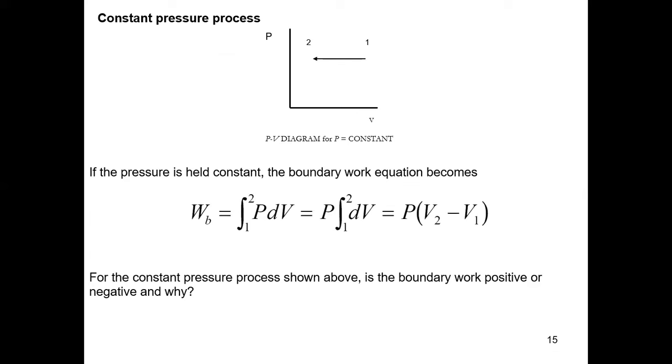Here the volume is changing from position 1 to position 2. So the boundary work is pressure times change in volume, that is V2 minus V1. For the constant pressure process shown above, is the boundary work positive or negative? It's negative because we are going from a large value to a small value. The final value V2 is smaller than V1. Hence the boundary work is negative. We are compressing basically.